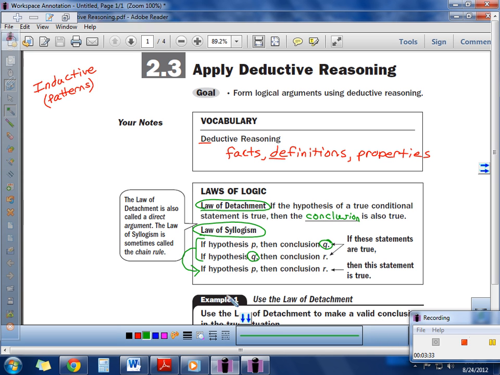What we do on law of syllogism is we cut the repeated parts. And we write what's left. So if we cut the repeated parts, talking about Q, what is left? If hypothesis P, then conclusion R. And that's exactly what they write as their third conditional statement. We'll see this in action here shortly.